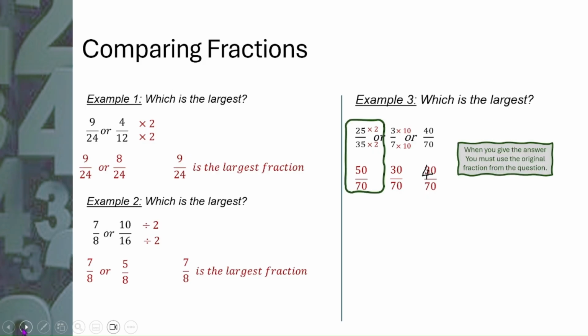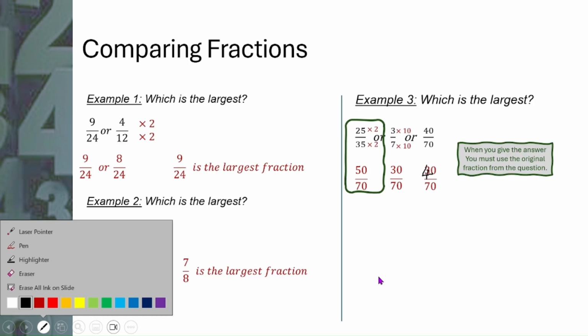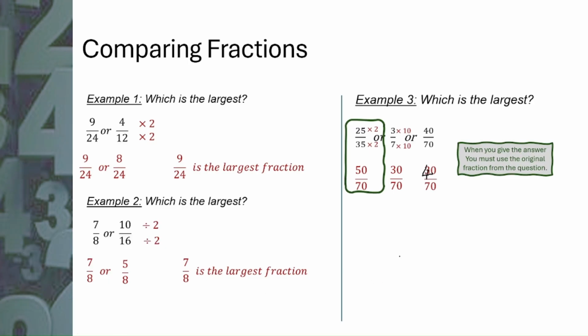Now, when we do give our answer to questions like this, please remember we must use the original fractions given in the question. If I give my answer as 50 over 70, it is likely I will only be given 1 mark instead of 2. Okay, to get both marks, you have to give your answer in the original form, which will be 25 over 35.